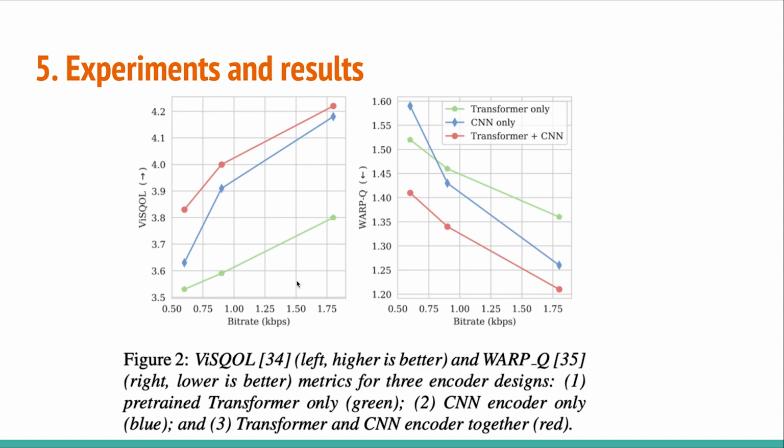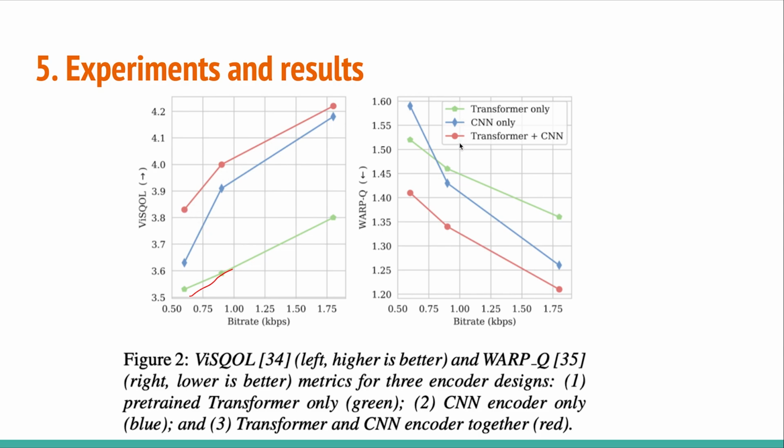There are two different metrics they are showing here. One is called ViSQOL. This is a metric which was proposed by the same team 2 years ago, and there is another metric called WARP-Q. Again, the same team proposed this metric to measure the quality of the codec, and these are neural network based approaches. You can read these papers in detail. Basically, what you can see here is that if you use only the transformer model, for lower bitrate you get a lower score. This has to be higher if you want the speech codec to be better.